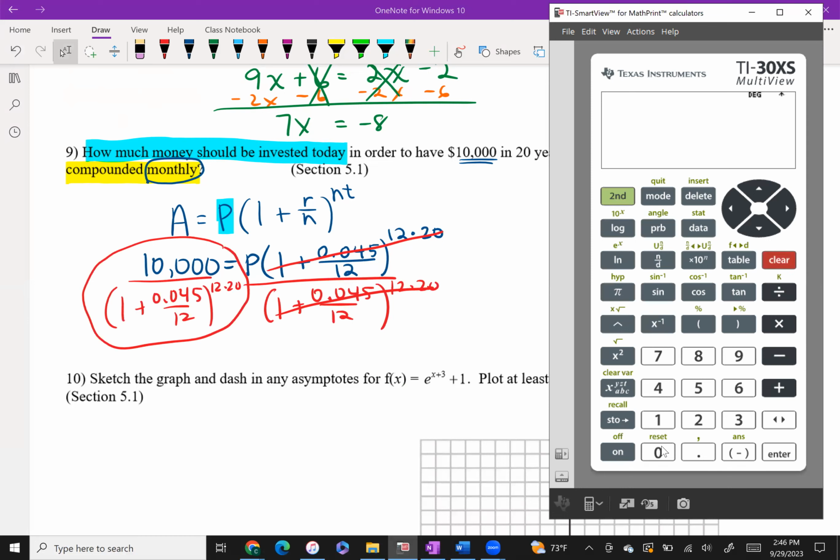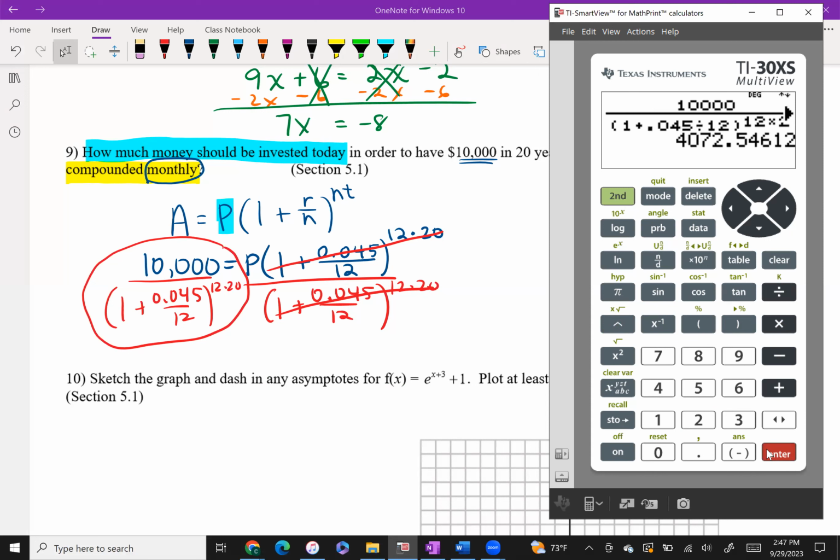So 10,000 on top. Then we need parentheses, 1 plus 0.045 divided by 12, or you could use the fraction button again in there, but that's just a division. You can write it as a division or as a fraction. And that whole thing is raised to the power of 12 times 20. Enter, and there is our answer.